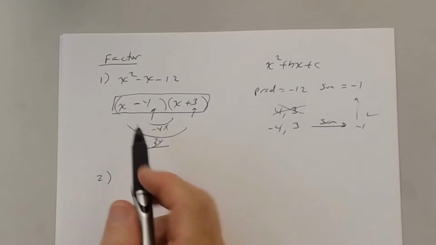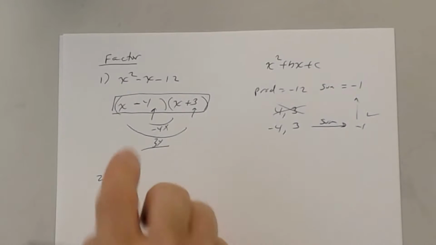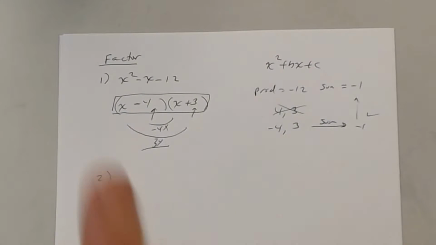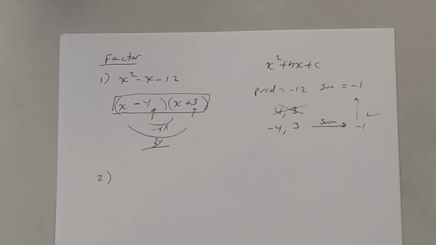Number 2. So you factor this trinomial as the product of two binomials. So how many factors do you see all together in your answer? Factors are separated by products. So how many factors are there? 2. Your factors are x minus 4, and what's the other factor? X plus 3. Those are your factors.